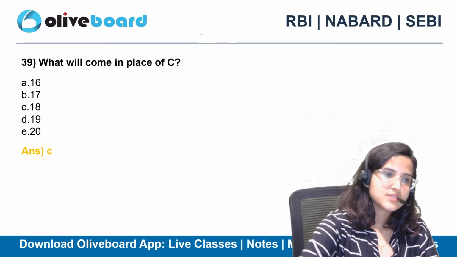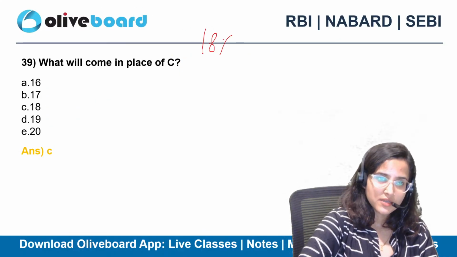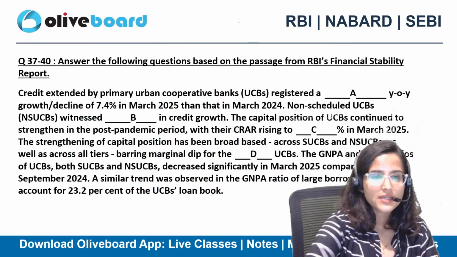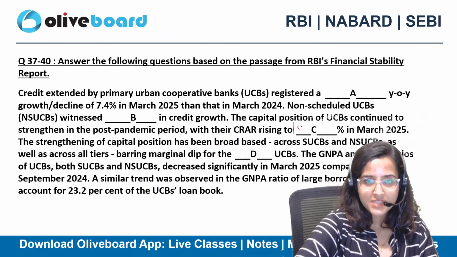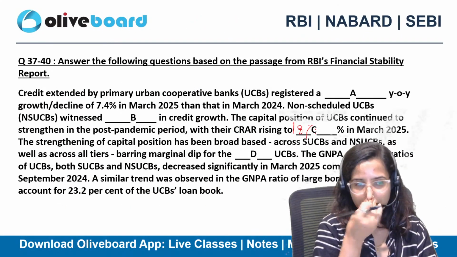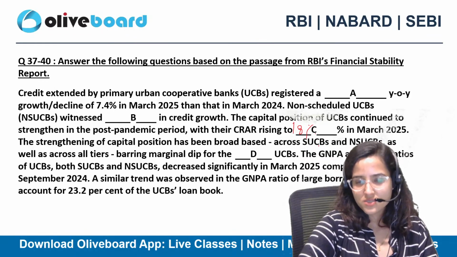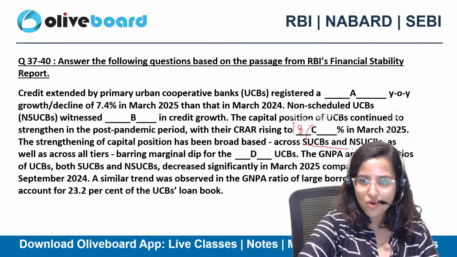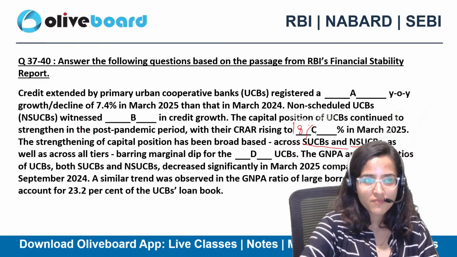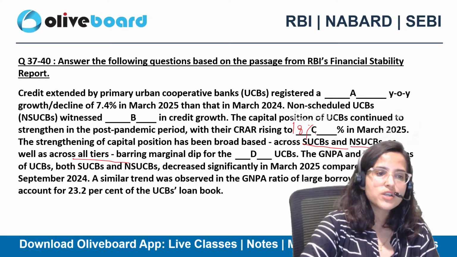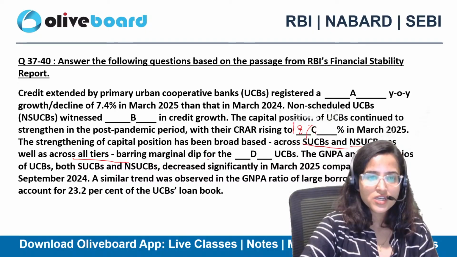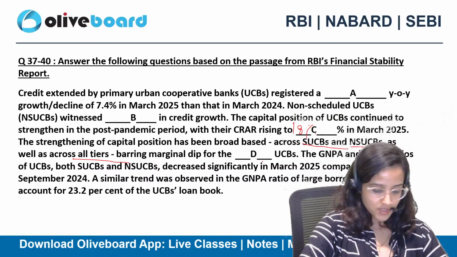The answer is C, which is 18%. Okay, so the answer is 18% here, rising to 18% in March 2025. The strengthening of capital position has been broad based across scheduled urban cooperative banks and non-scheduled urban cooperative banks, as well as across all tiers, barring marginal dip for the dash UCBs.